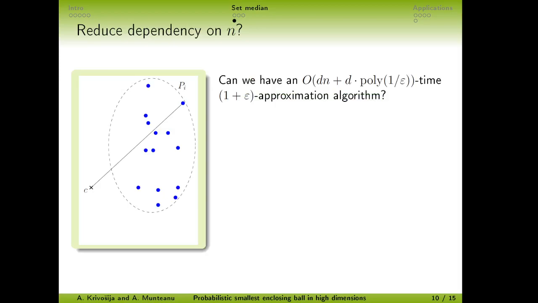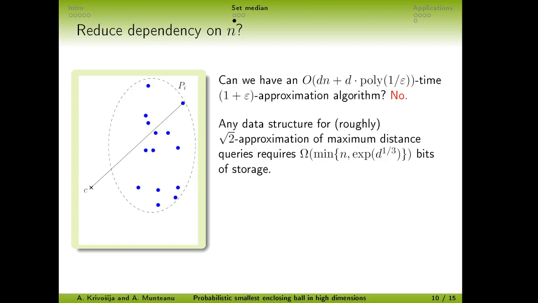After reading the input in time linear in small n, the size of the sets in P, is it possible to solve the set median problem on a summary sublinear in n, and simultaneously not exponential in D? Unfortunately, no. Using techniques of Agarwal and Chakrabarti, we showed that any data structure that would approximate maximum distance queries with better factor than roughly square root of 2 would require a number of bits either linear in n or exponential in D.